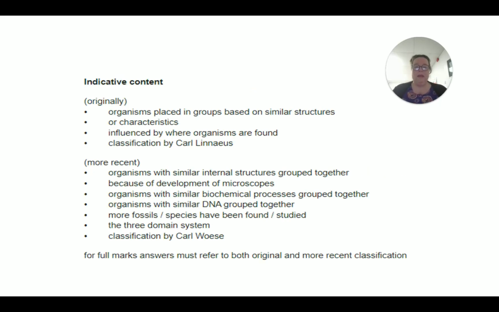And this is the mark scheme. So it's basically repeating what we know. So the old system, so if you mention Carl 1, Carl Linnaeus, that's the mark. And if you mention similar structures, that's a mark. And if you mentioned where organisms are found, that's a mark. And then more recent, we're looking at the other Carl down here, Carl 2, Carl Woese.